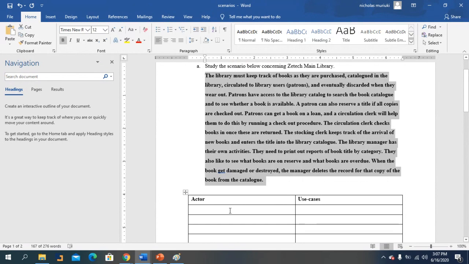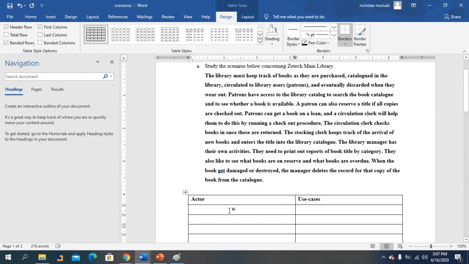That is just a scenario. And now we can start interpreting it. I don't know whether we use this method of maybe somebody reading it and understanding, but for now we can interpret the scenario together. The library must keep track of the books as they are purchased. So in this case, we have a system that we are calling a library as an actor.